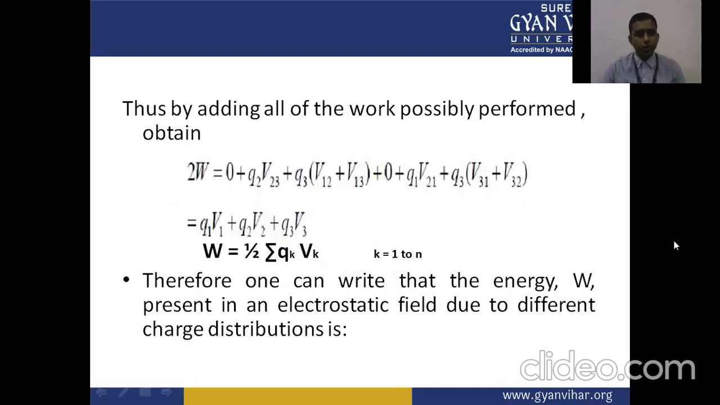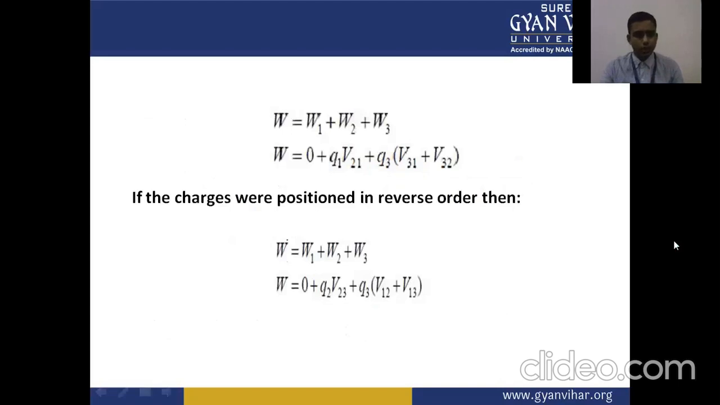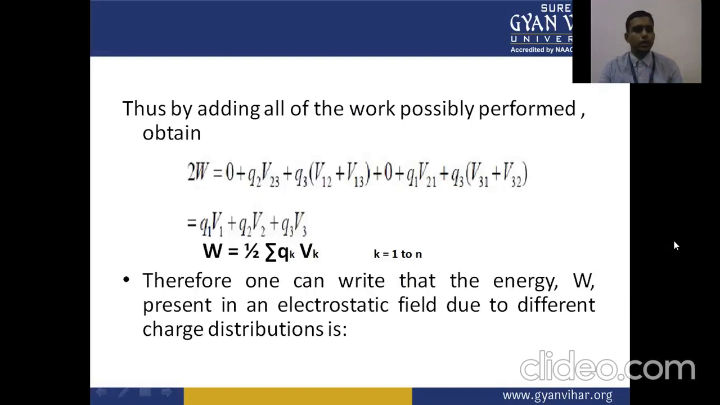Just by adding all the works obtained, that is 2W is equal to the sum of these two equations, the reverse order and the forward order. So we will get 2W equal to 0 plus Q2 V23 plus Q1 (V12 plus V13) plus 0 plus Q2 V21 plus Q3 (V31 plus V32). So this is the total work done. It comes as Q1 V1 plus Q2 V2 plus Q3 V3.